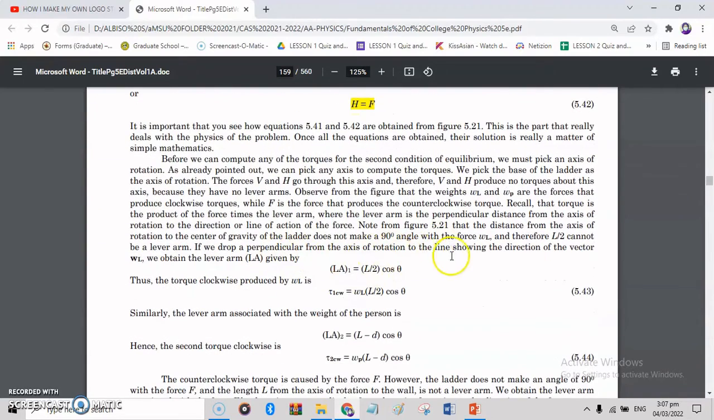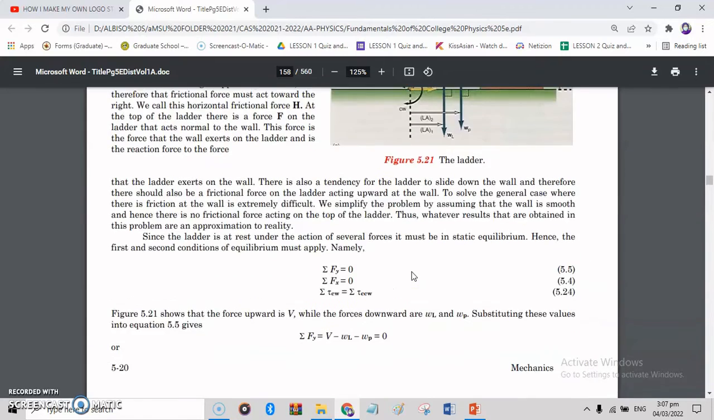Now, for the torque, okay? If we drop a perpendicular from the axis of rotation to the line showing the direction of the vector WL, we obtain a lever arm LA, given that LA1 is equals to L1 half cosine theta. Saan yung LA1?